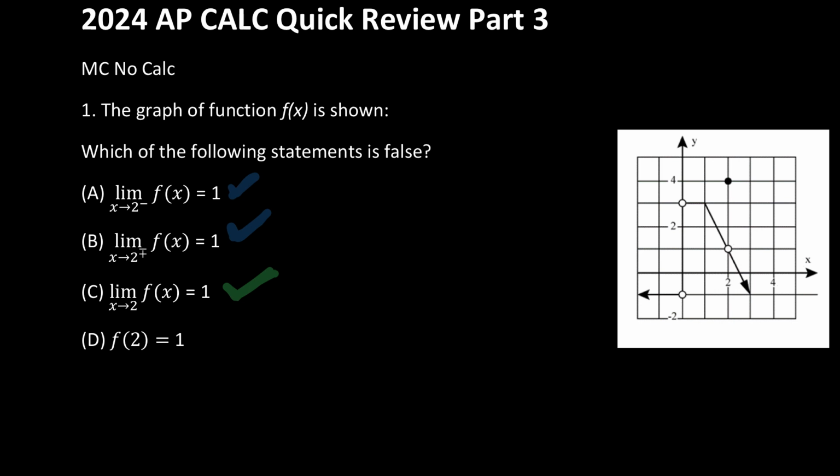double check. Over here, it says f of 2 is 1. When I look at f of 2, I get a value of, right up here, 4. So this one does not work, so the correct answer right here would be D.